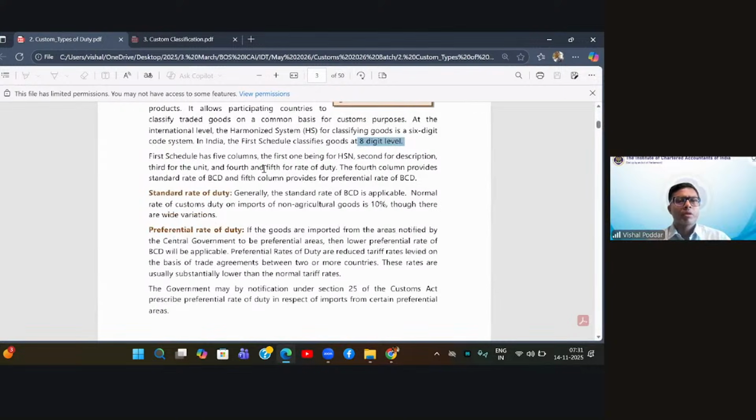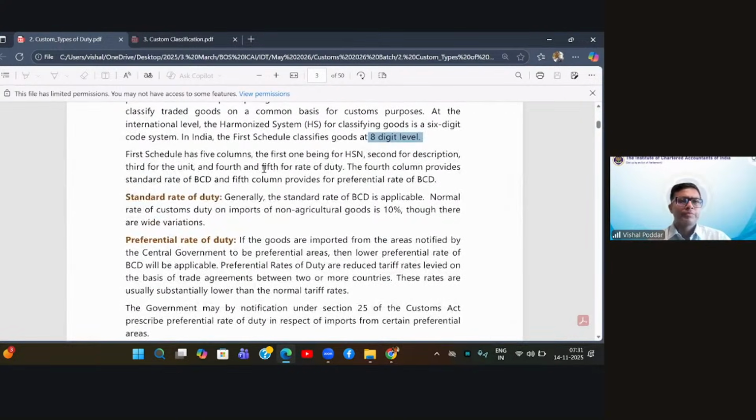Now, when you go to Schedule 1, the first schedule of the Customs Tariff Act, it has 5 columns. Every page will have 5 columns. For your important information, this Schedule 1, which is the classification list given by the WCO, gives the names of lakhs of goods. How are these names given?